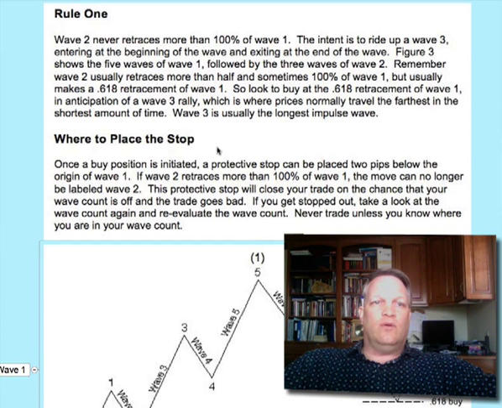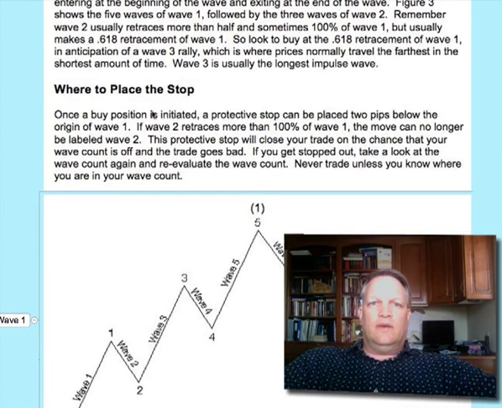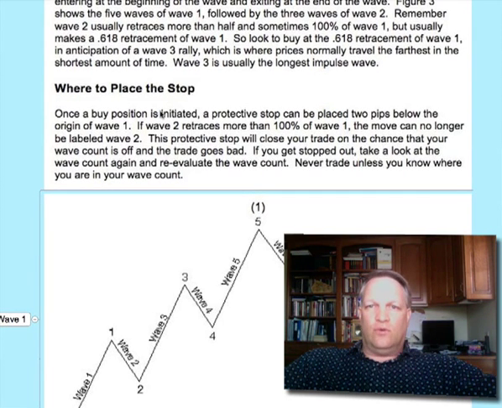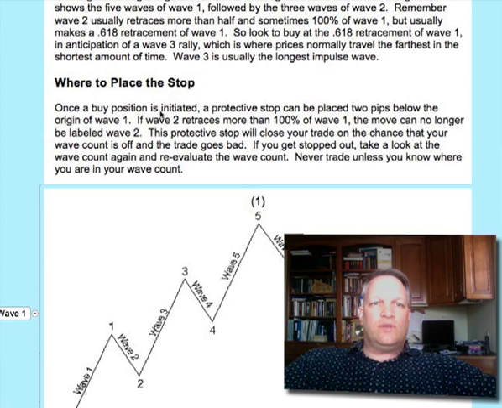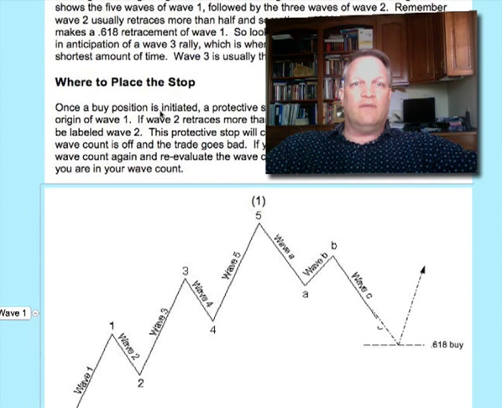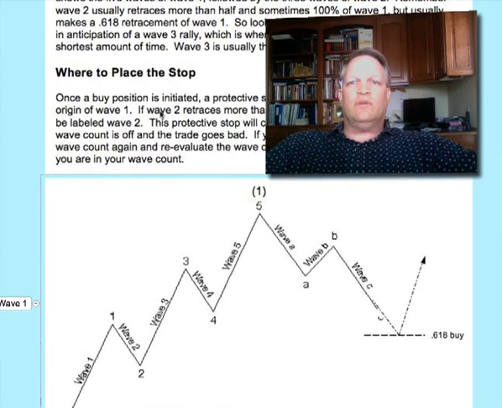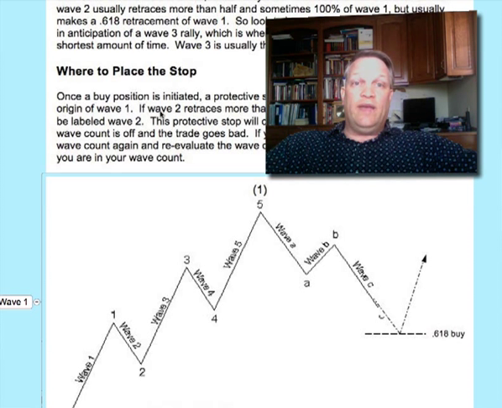This helps you understand how to tell the beginning and then where to set your stop because of these basic rules. Figure 3 below shows five waves of a wave 1, and it's followed by 3 waves of wave 2. Remember, wave 2 usually retraces more than half and sometimes up to 100% of wave 1, but usually makes it about a 0.618 retracement level on your Fibonacci retracement tool of that wave 1. So look to buy at a 0.618 retracement of wave 1. Now, you could wait and watch it until it gets to its actual point of ruin, which may be at 0.764, maybe just go to 0.85, and possibly even up to 100%.